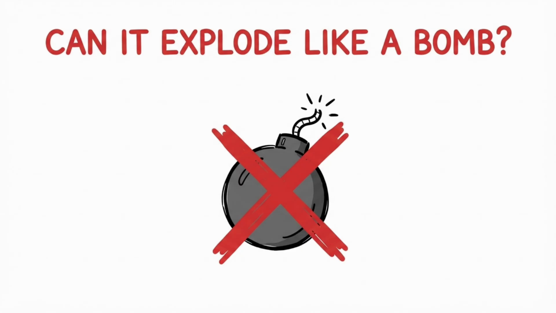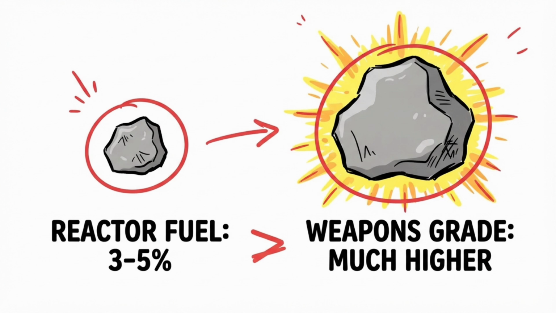Another misconception involves the idea that reactors could explode like a nuclear bomb. They can't. Weapons-grade uranium is enriched far beyond what power plants use, to levels reactors simply don't reach. The uranium fuel in a typical reactor is only enriched to around 3 to 5%, nowhere near what's required to sustain a runaway nuclear explosion.